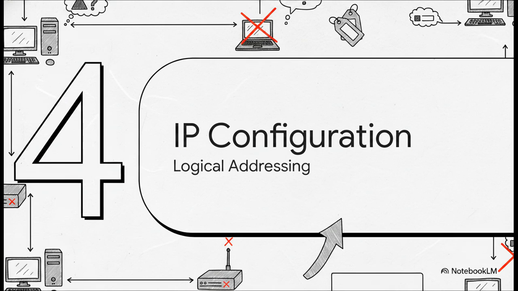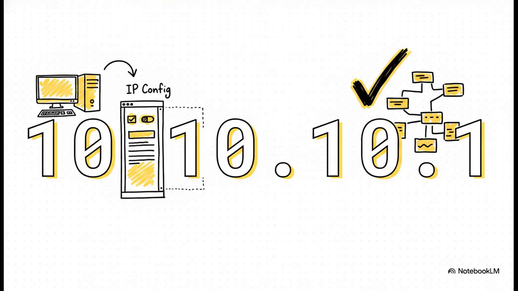Let's jump to Section 4, IP configuration, logical addressing. Now, what's really interesting here is that even though we've plugged in the physical cables, right now these machines actually can't talk to each other. Why? Because they don't have logical addresses yet. They basically don't know who they are.